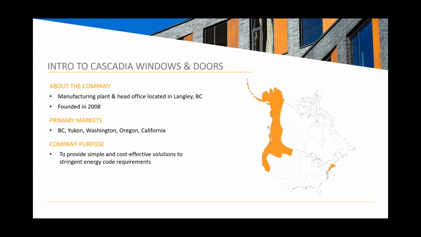So that's our product portfolio. Our company is located in Langley, British Columbia, which is a suburb of Vancouver. Started in 2008. Primary markets for windows and doors have been the West Coast of North America, basically. However, we are seeing more and more opportunities and jobs that are using our products in New York, Boston, DC, Philadelphia, areas where codes are becoming more and more stringent and people are looking for solutions there.